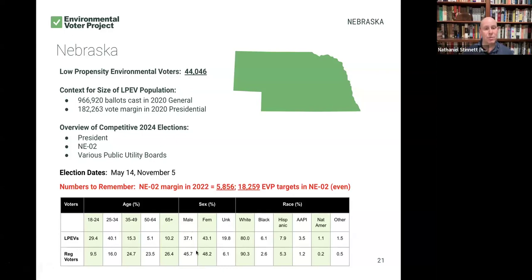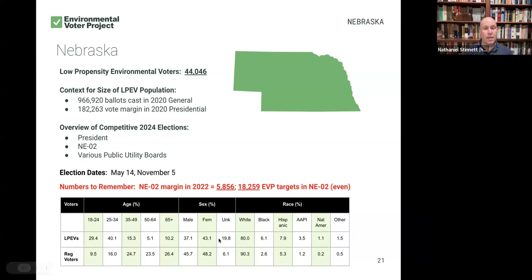And so the first thing I want you to do is actually look at the very bottom row, please. The row that says reg voters. That's registered voters. What this is, is a demographic cross-section of all registered voters in Nebraska. So you'll see this means that 9.5% of registered voters in Nebraska are age 18 to 24. 16% are age 25 to 34. And you'll see here, we've got some demographic data on the sex breakdown and demographic data on racial breakdowns.